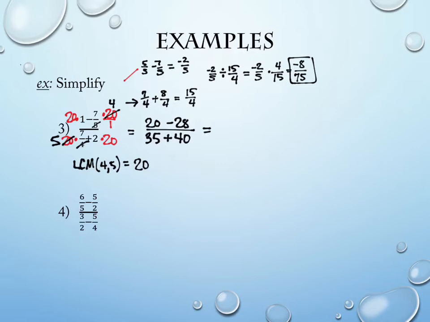The beautiful thing about this approach is that your little denominators, the fractions inside of fractions, go away very quickly. I'm left with 4 numbers. They're all integers. There's no fractions involved in the individual components. What's 20 minus 28? Negative 8. And what's 35 plus 40? 75. And sure enough, we got the same answer. Pretty nifty. Okay, are you with me?